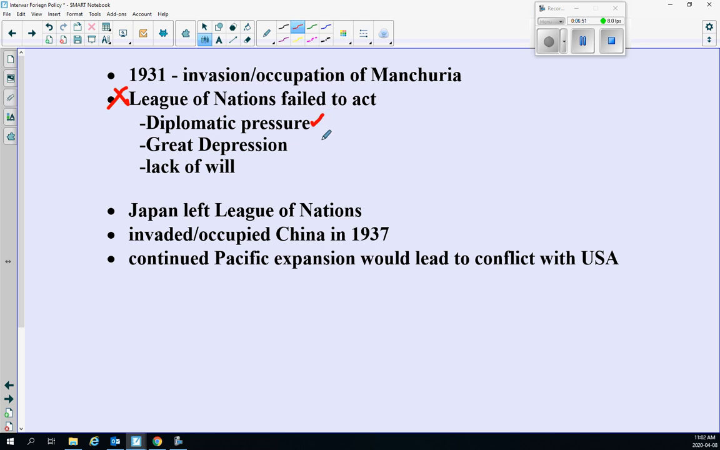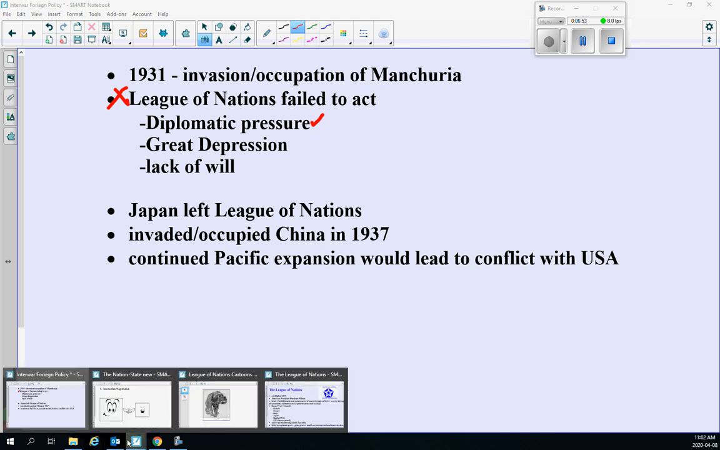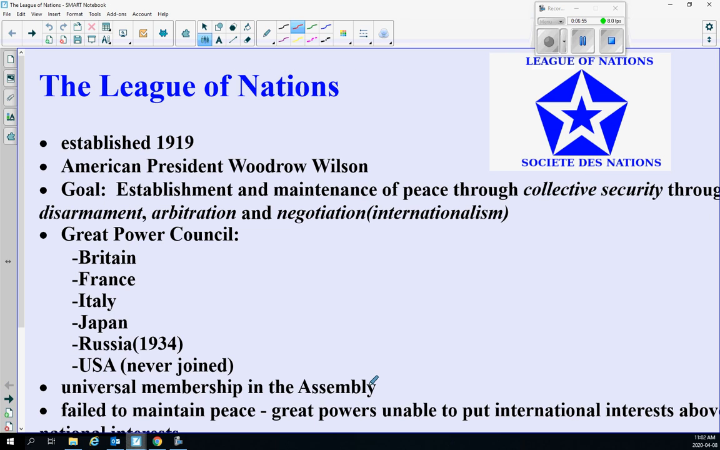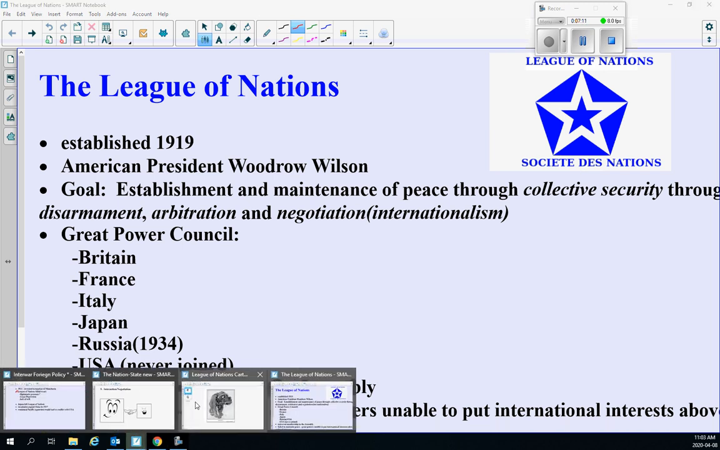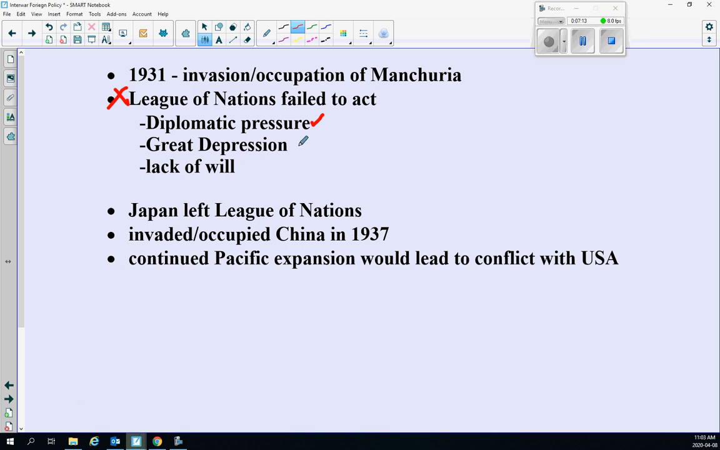Don't forget, too, we can't be too hard on the League of Nations. I mean, after all, this is the 1930s. It is the Great Depression, which you'll learn about more in grade 12. But countries are fighting unemployment rates of 25% and even more, which was catastrophic to their economies. So it's hard to be too critical on the League of Nations. It was the Great Depression.